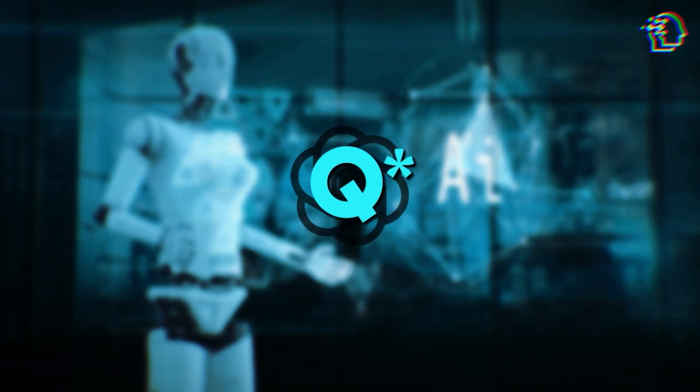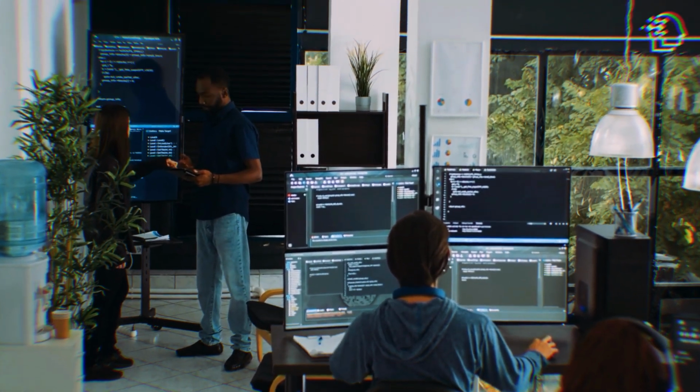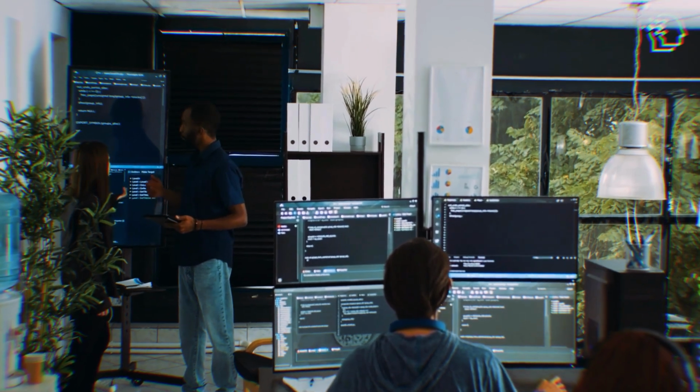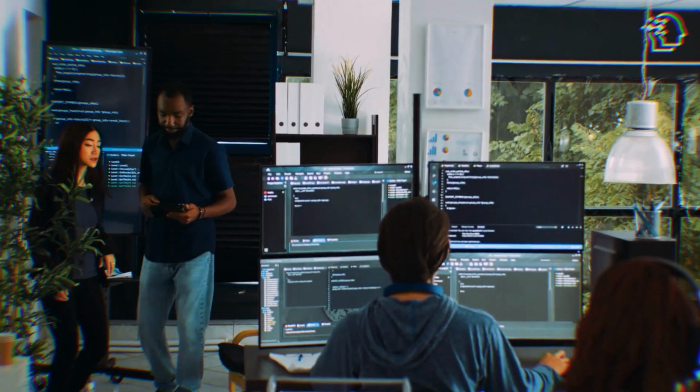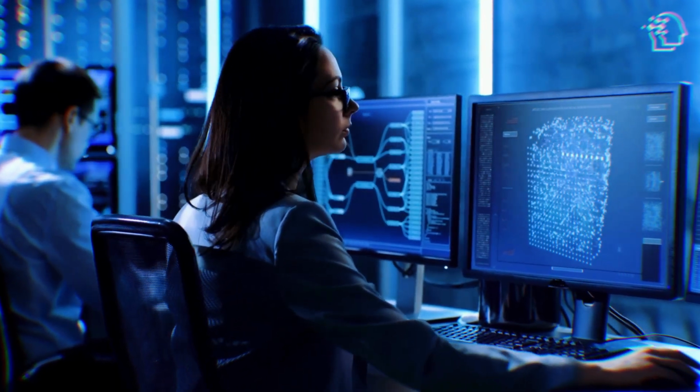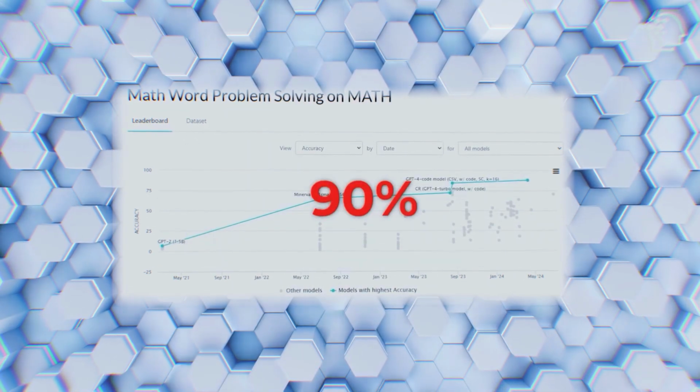The project, previously known as QStar, has already shown some impressive capabilities. Reports suggest that earlier demos could tackle tricky science and math problems far beyond what current AI can handle. One source even mentioned internal tests where the AI scored over 90% on a challenging math dataset.